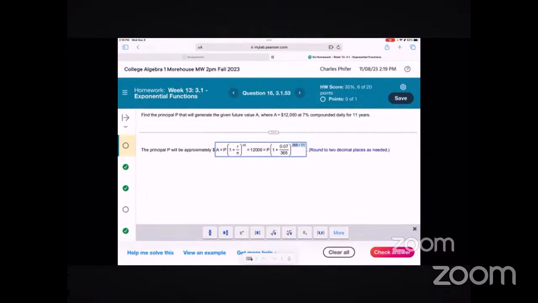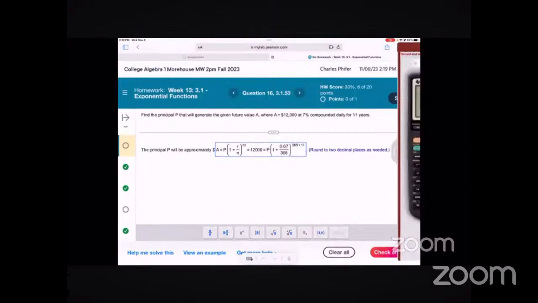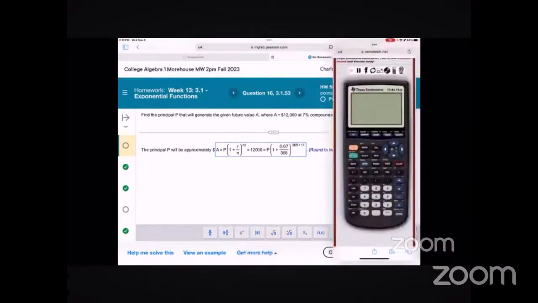So notice we have 12,000 equals P times some number, right? If we have P times a number and we want to solve for P, then using the inverse operation, we just divide both sides by that number. So in our calculator, all we're going to do is say 12,000 divided by whatever that number is next to P. Hopefully that makes sense. Okay, so let me type 12,000 divided by that number.